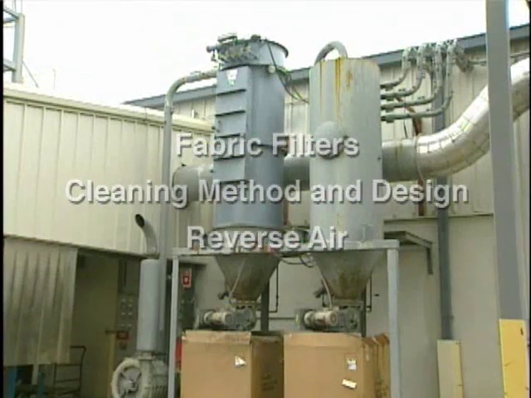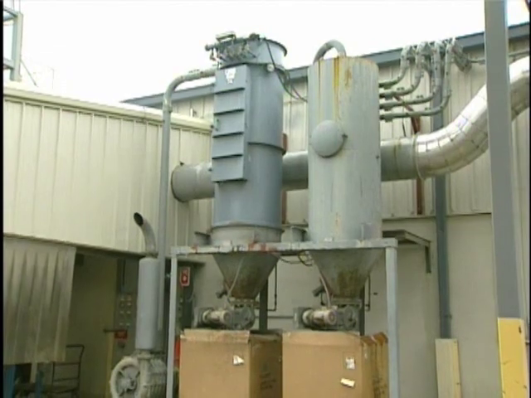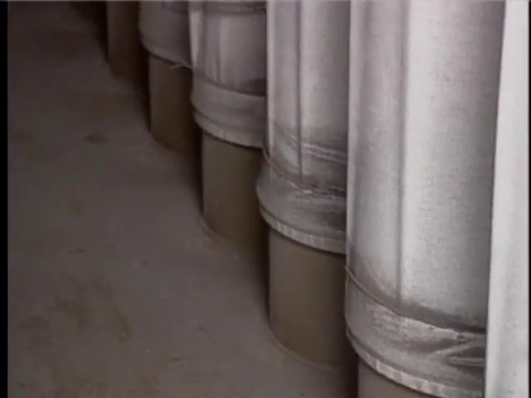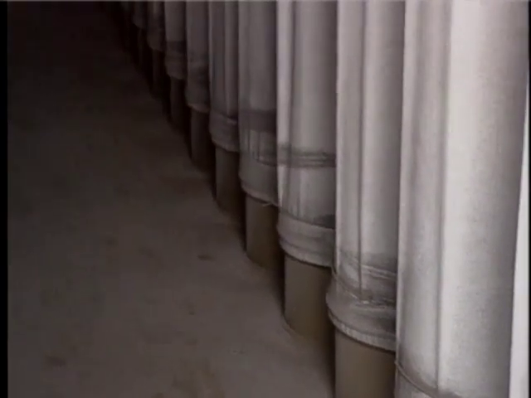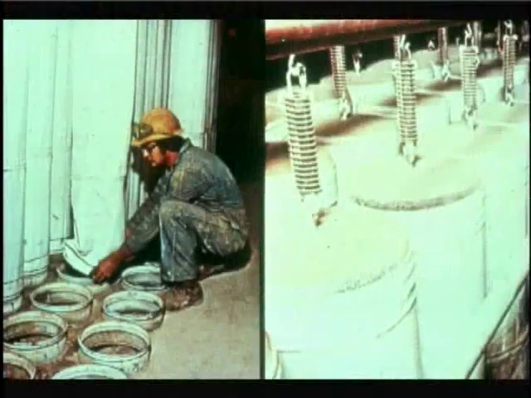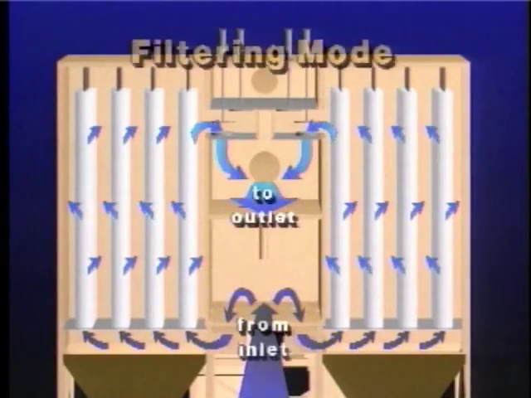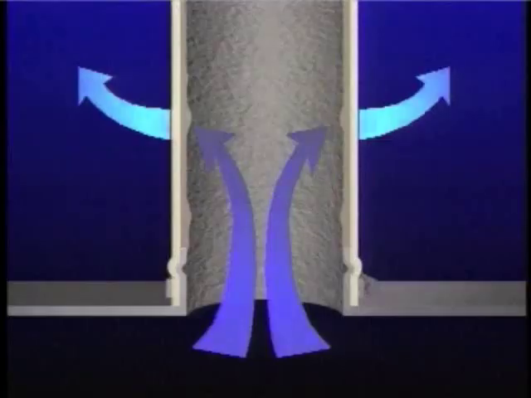The reverse air collector is very similar to the shaker collector. The collector has a tube sheet between the casing and the hopper. The bottoms of the bags are attached to holes in the tube sheet. However, the closed tops of the bags are attached to a support structure in the top of the casing that holds the bags under tension. The contaminated gas stream enters the hopper, flows into and through the bags, again leaving the dust cake on the inside.